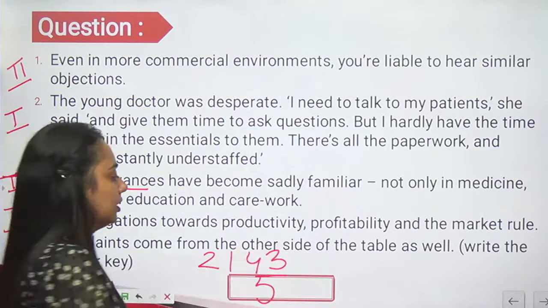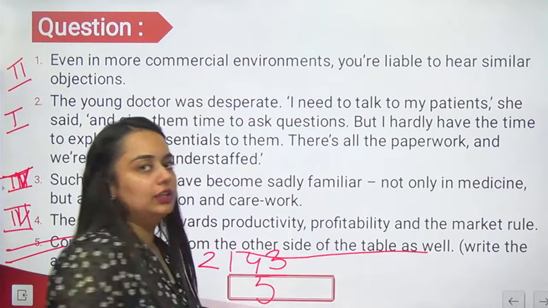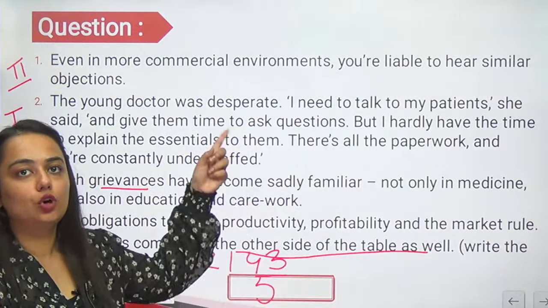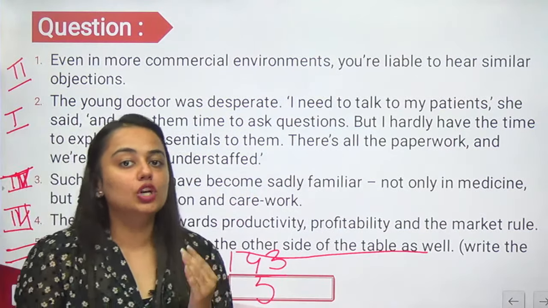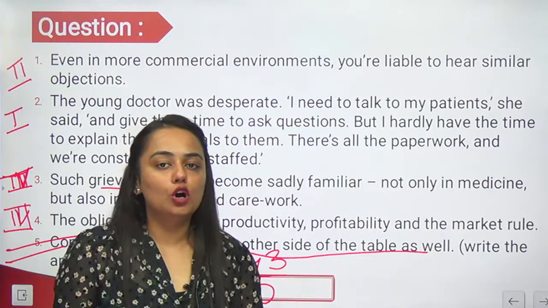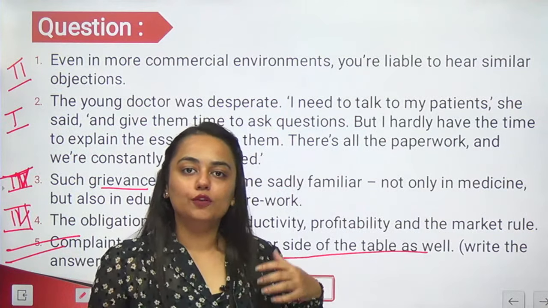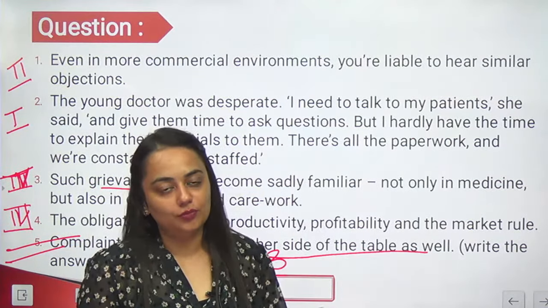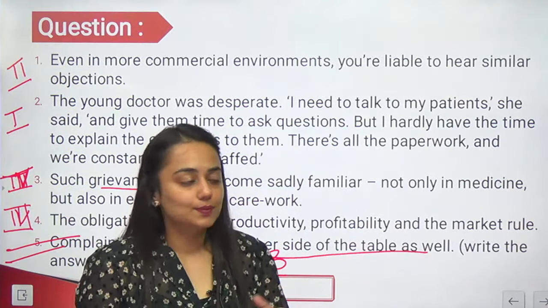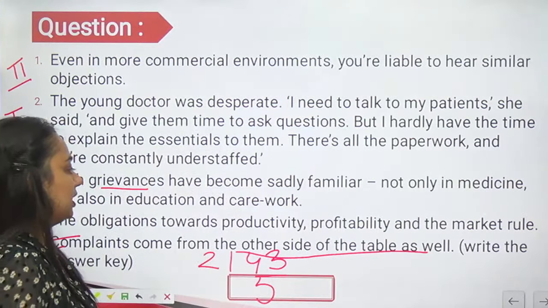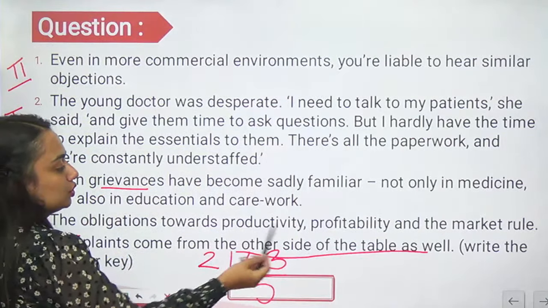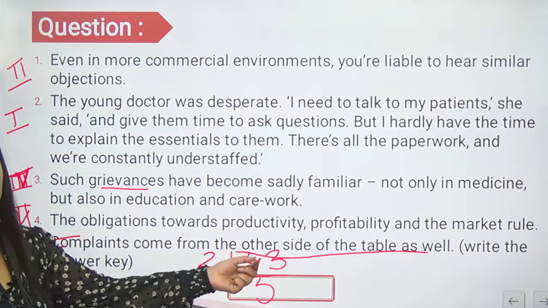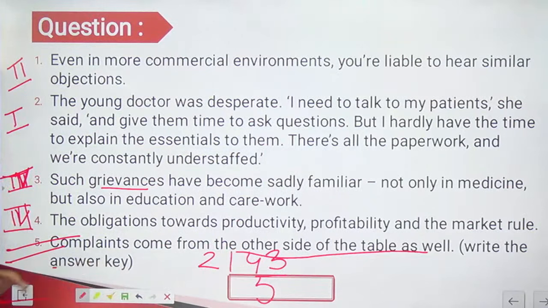The fifth option is talking about the other side of the table, and nowhere else are we talking about the other side of the table. We are just talking on behalf of the doctors, on behalf of the team of commercial enterprise where they face these grievances, right? So because there is not enough proof, there is no substance supporting this claim, this is going to be the misfit.